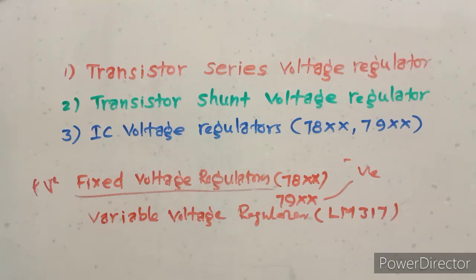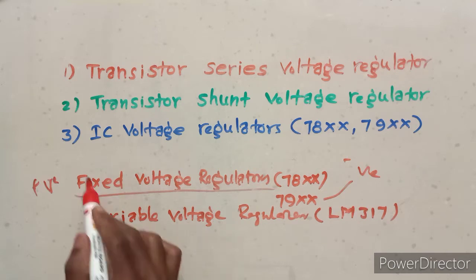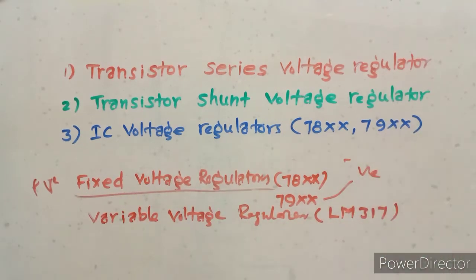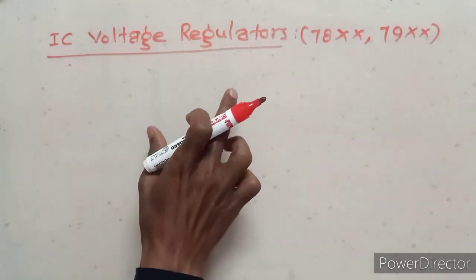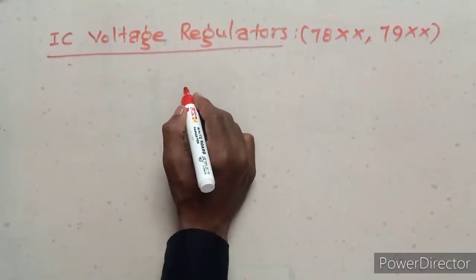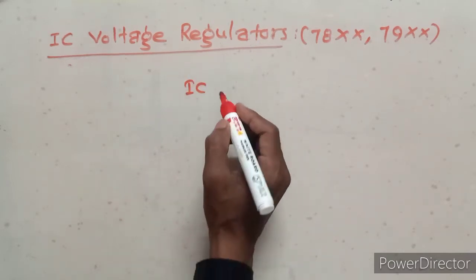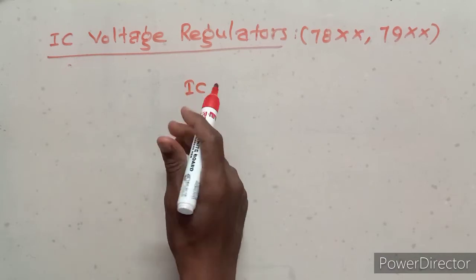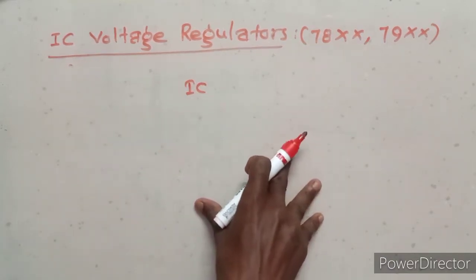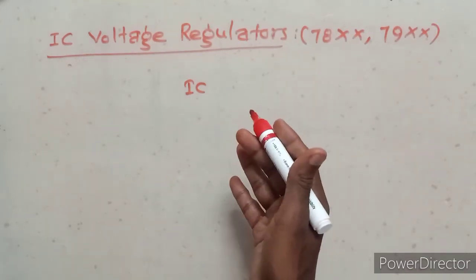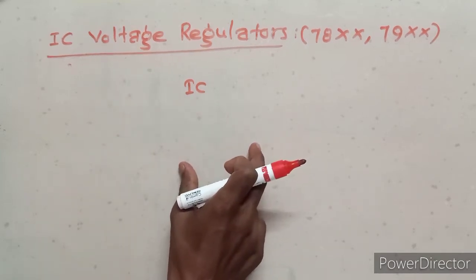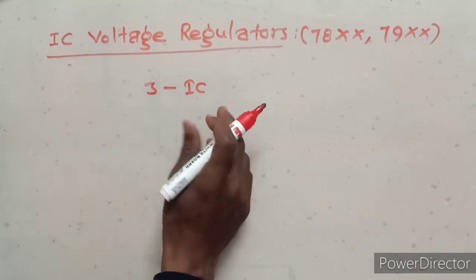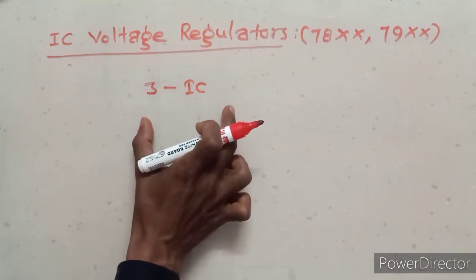So in our session, we are going to learn the IC voltage regulators, the 78 series and 79 series, and the variable voltage regulator. For most applications, meaning most devices, the better choice for a voltage regulator is the 3-terminal IC regulator.